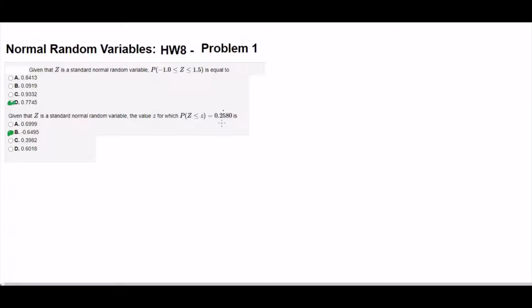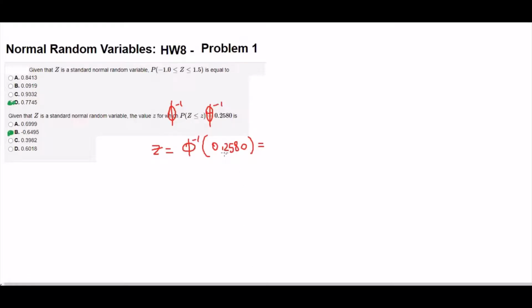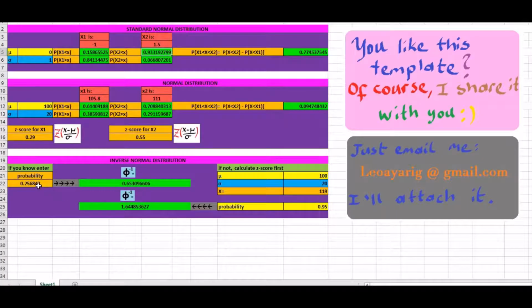So this time we were given the probability. What is the corresponding z-score for this probability? We're going to use the inverse function. Phi inverse of this probability is equal to that z, because if we take phi inverse of both sides, that comes out as z, and the calculator will tell us. This time we're going to use inverse normal distribution, and the value we plug in is 0.2580. Enter. So it is negative 0.6495.